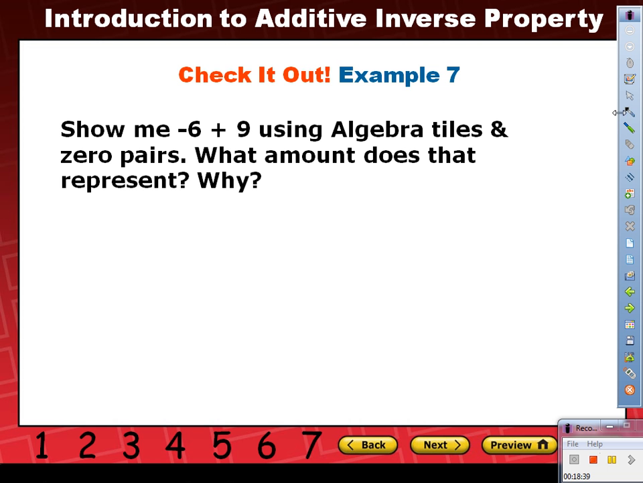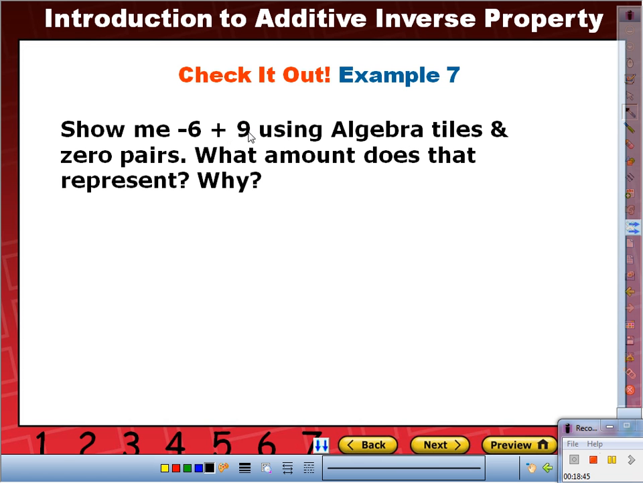Copy that one. It says, show me negative 6 plus 9 using algebra tiles and 0 pairs. What amount does that represent and why? Once again, example number 7. Show me negative 6 plus 9 using algebra tiles and 0 pairs. What amount does that represent and why?